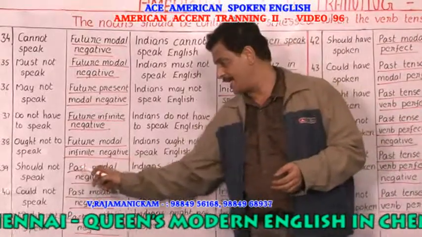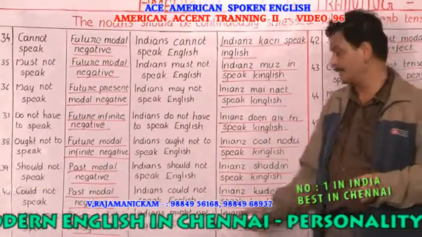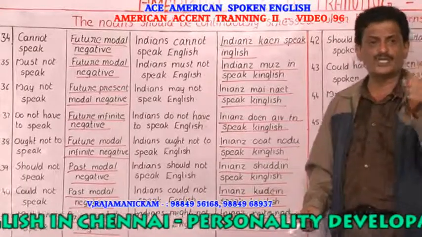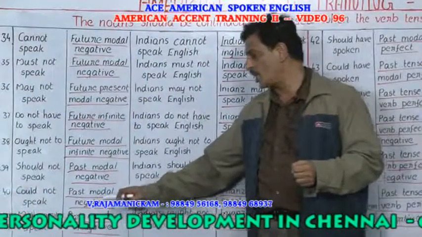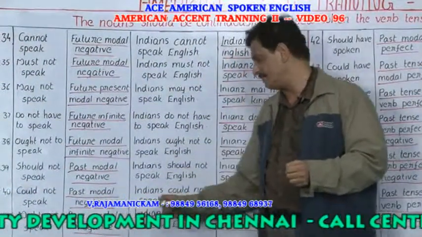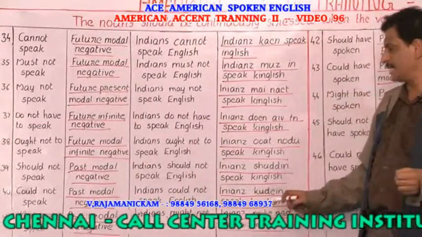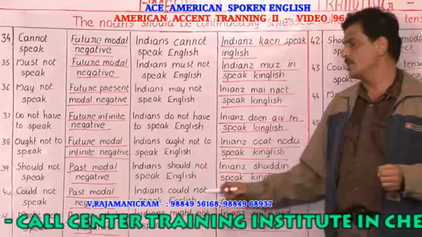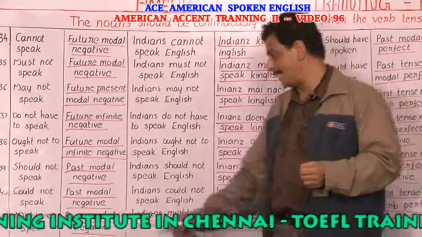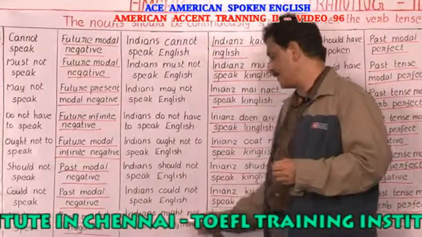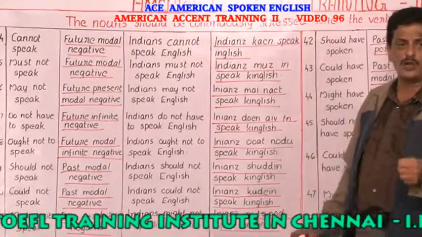should not speak, பேசக்கூடாது. Past tense, modal, negatives. Indians should not speak English. Indians shouldn't speak in English. should not என்பது shouldn't. Same way, could not speak, past tense, modal, negative. Indians could not speak English. Indians couldn't speak in English. might not speak. Indians might not speak English. Indians might not speak in English.